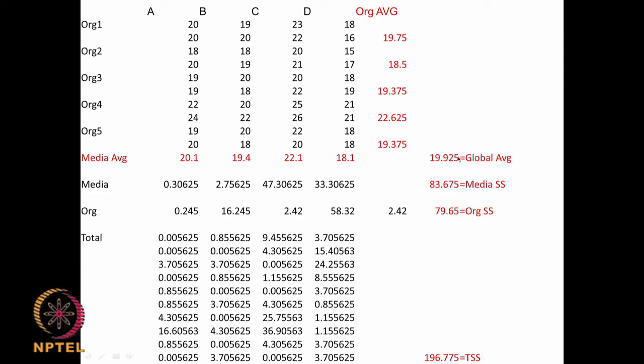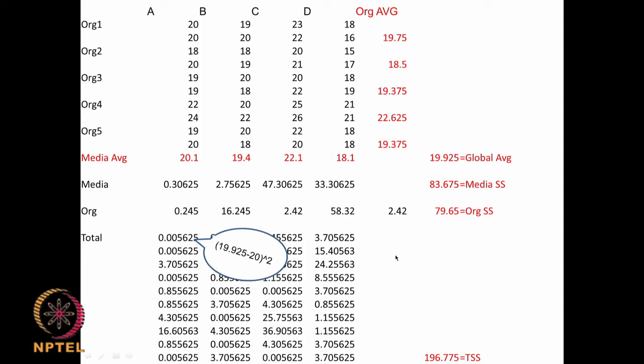Now total sum of squares, you have to take the sum of squares with respect to the x double bar. The global average is called the x double bar, right. So what do you do? 20 minus 19.925 square, like that, 20 minus 19.925 square, 18 minus 19.925 square, like that, you get this entire set exactly here, and then you add up all of them, that will give you the total sum of squares.